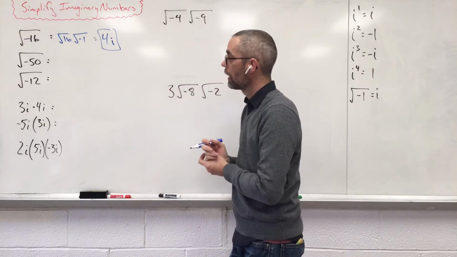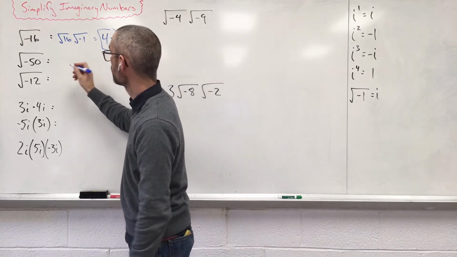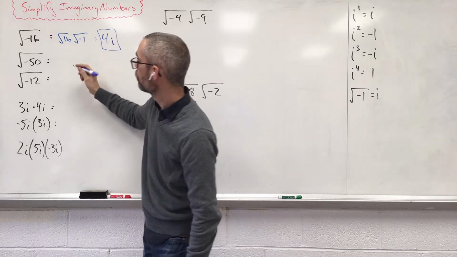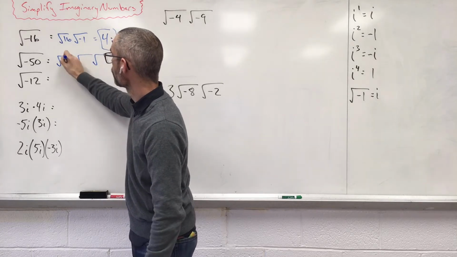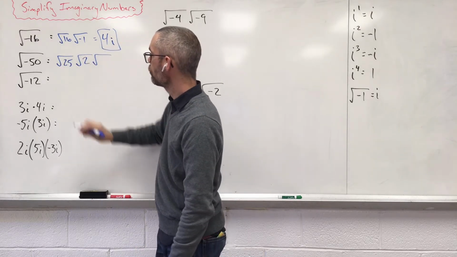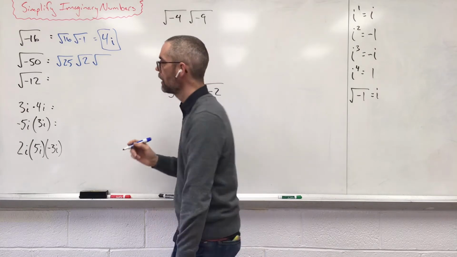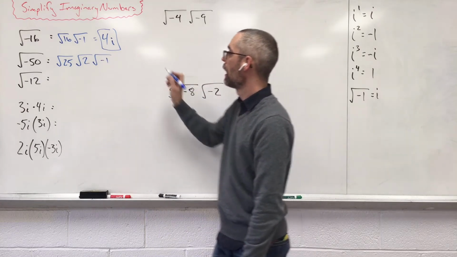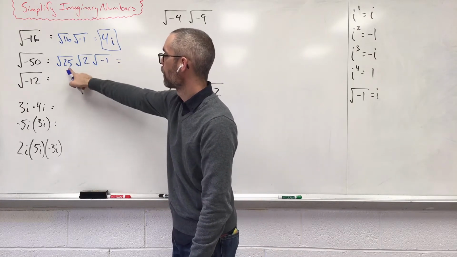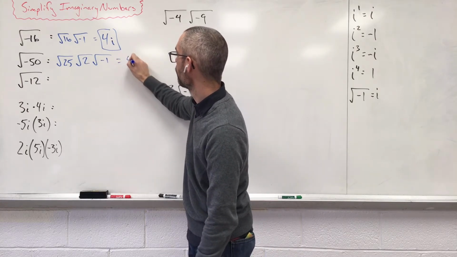Okay, what about that square root of -50? So let's split that up. Now, I'm not going to split it up into two numbers, but into three. Those three numbers are going to be 25 and 2, that gives me the 50, but then I'm going to put that -1 in there to give us the -50. And I want to break down each one of these. Square root of 25 is going to be 5.